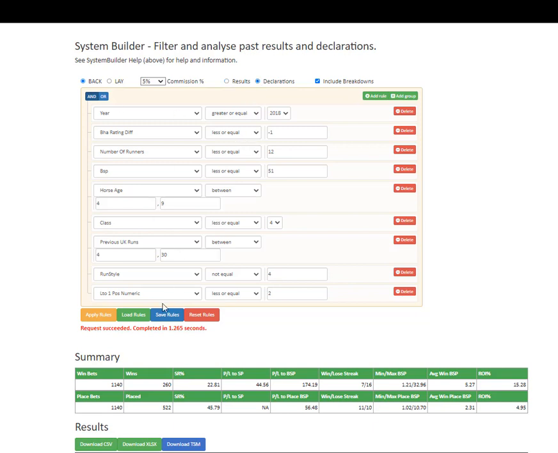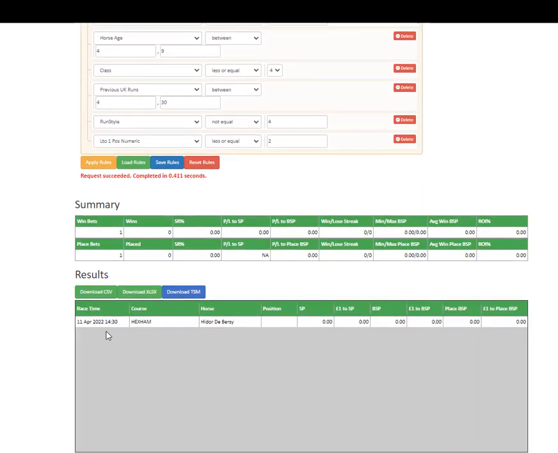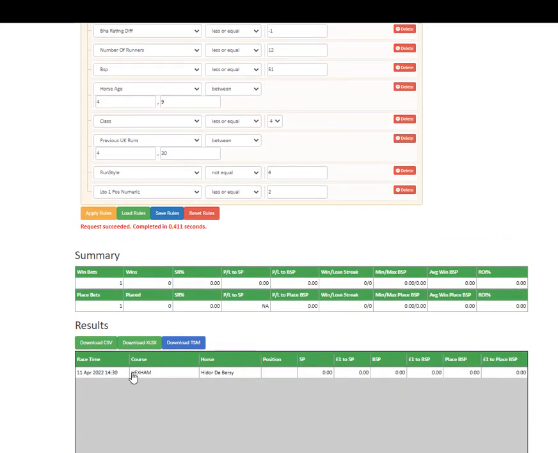Final thing I'm going to say is that once you've got your system and you've saved it, you can load it anytime you want to, click the declarations button, click apply rules, and there is, well, it's actually the 10th of April, so there's no bet today, but there's one for tomorrow. But if there was, you'd see it here.